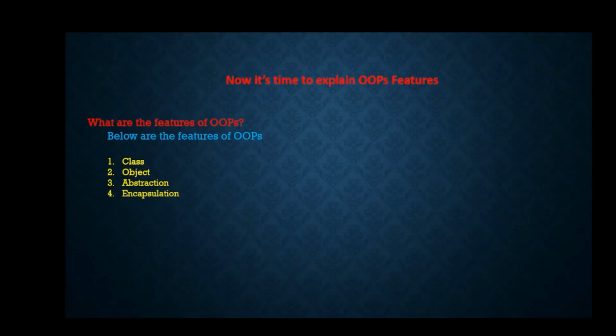How can we wrap all the members of the class together into a single unit? That is what is called encapsulation. The next important property is inheritance. How can we make the relationship between the parent and the child class? That we are going to learn as part of inheritance.